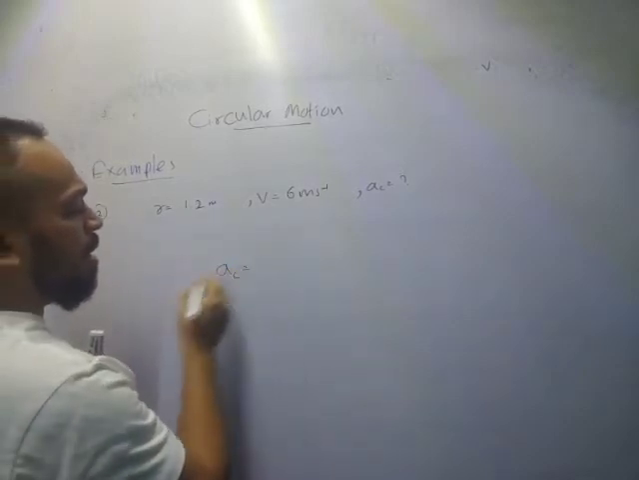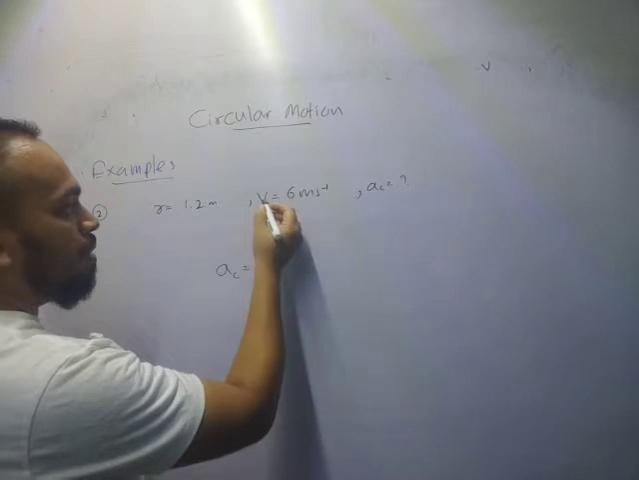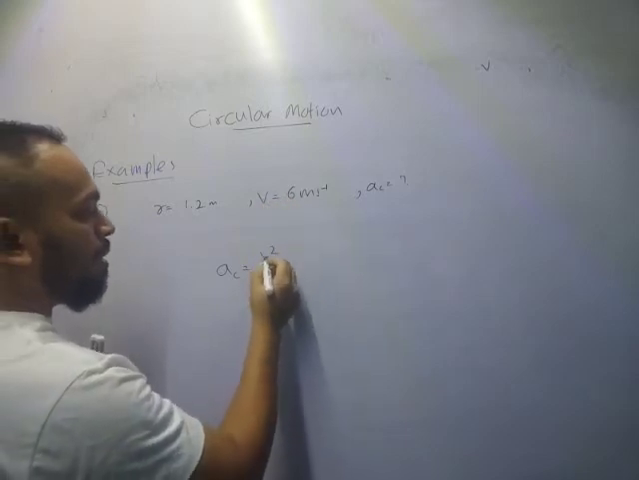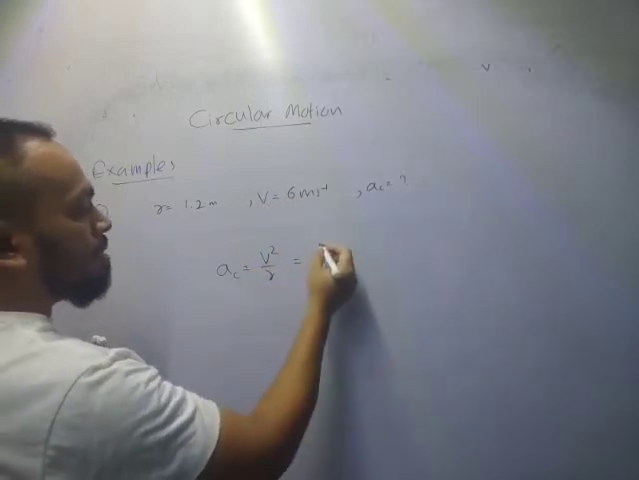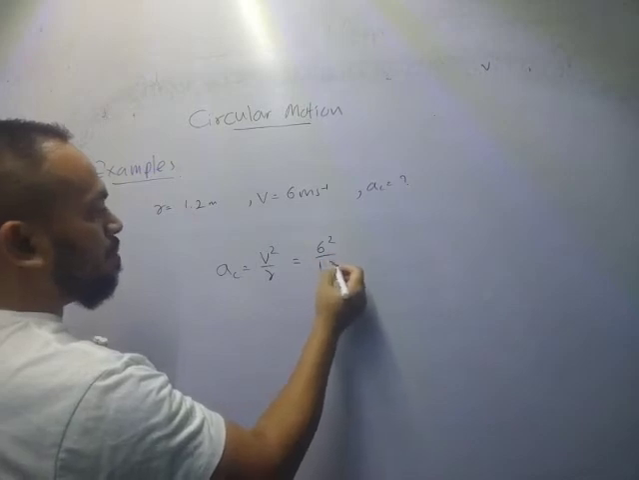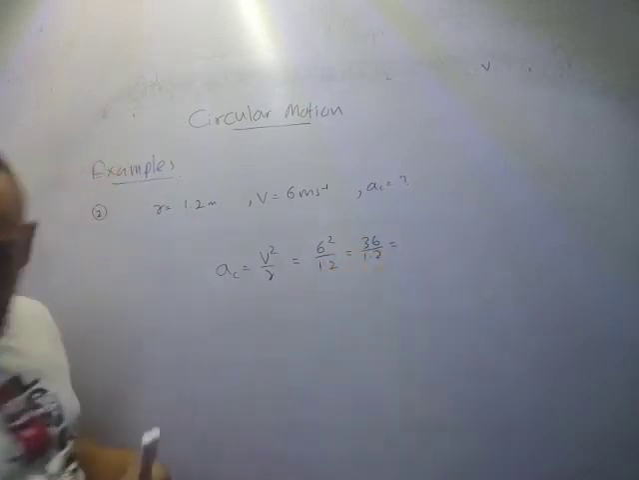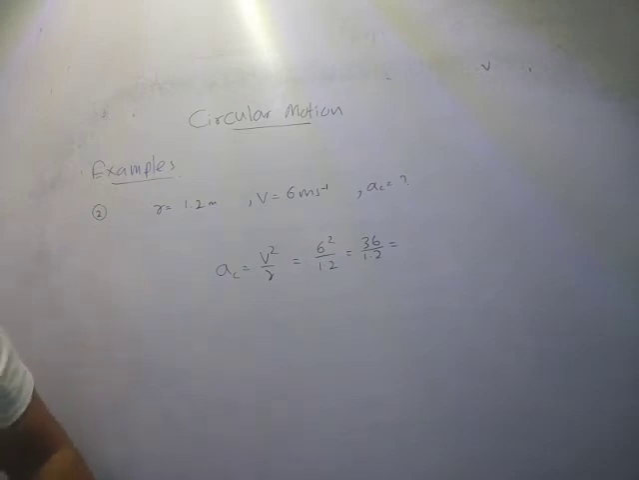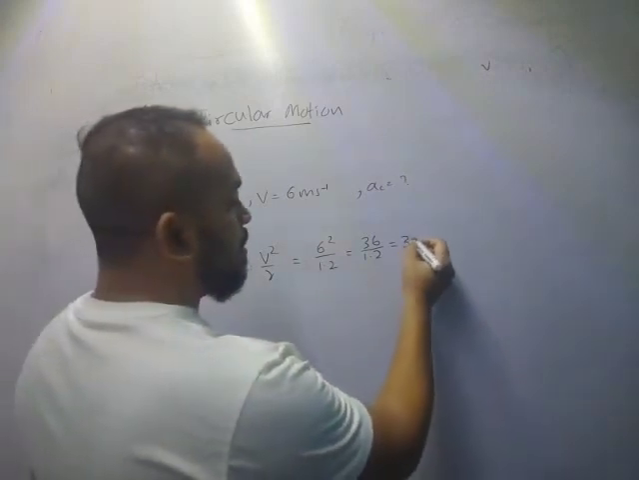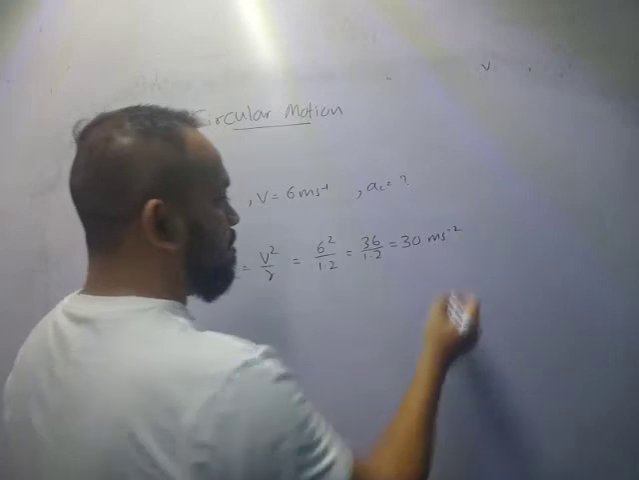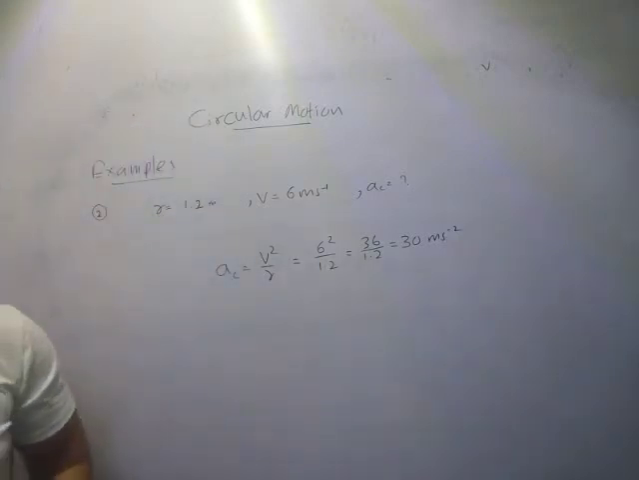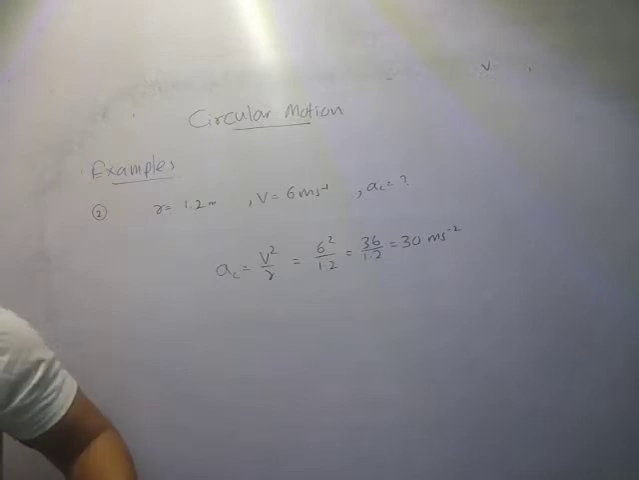So AC are of two kinds. I'm going to use v squared over r in this case. So that is 6 squared over 1.2. 36 divided by 1.2, and that is 30 meters per second squared. Right. It's very simple. Okay. So this is the acceleration of the particle.